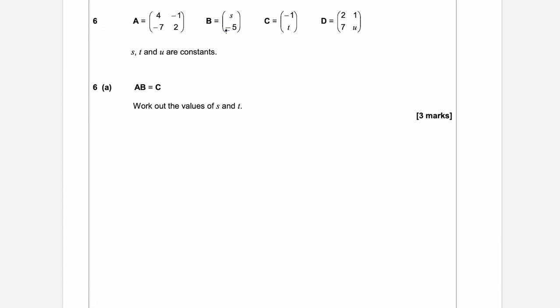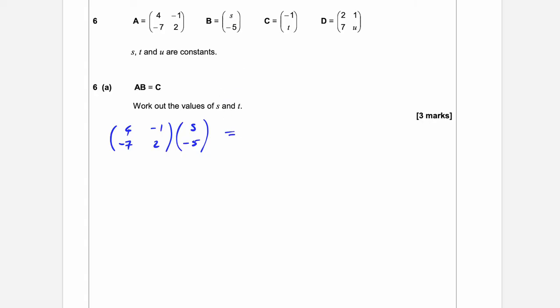Okay, question 6. S, t, and u are constants. AB is equal to C. Work out the value of s and t. Okay, so A times B, let's do that first. We have 4, minus 1, minus 7, 2. A times B, this is s and negative 5. So note, guys, as soon as they bring in a letter, you can't do it with your calculator.